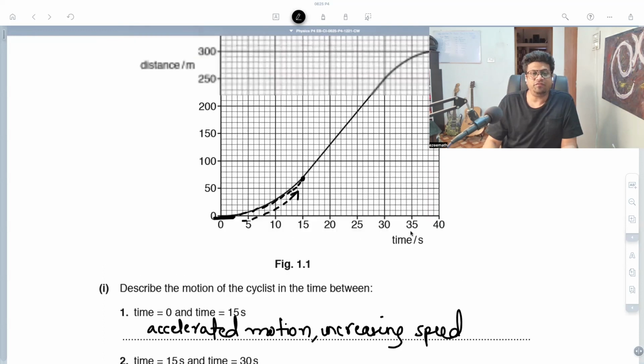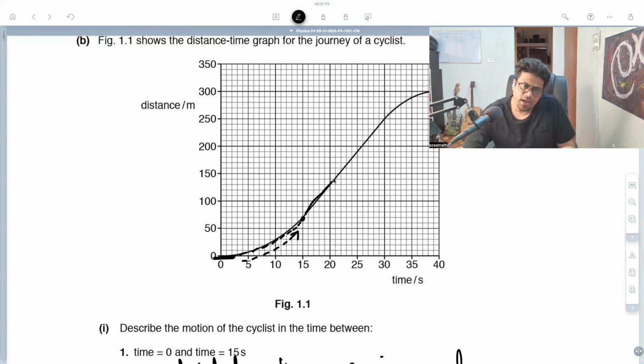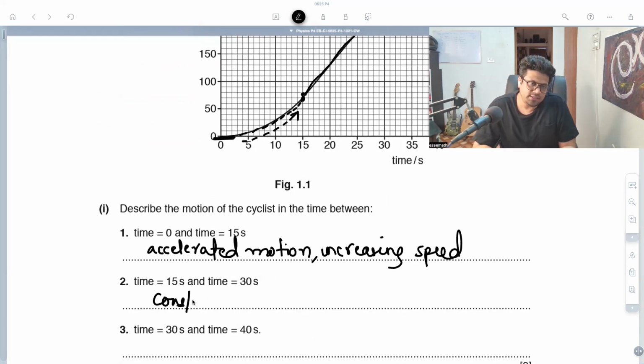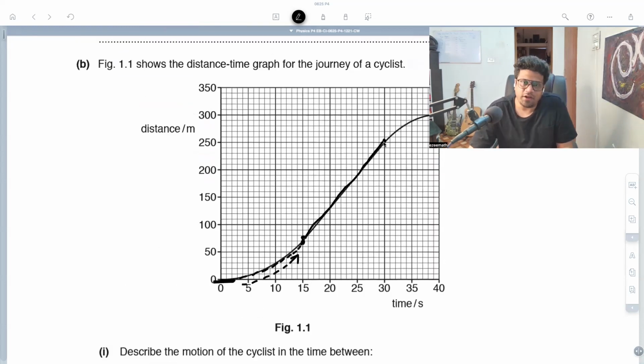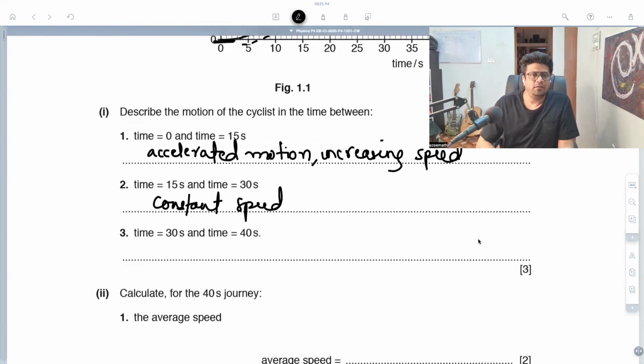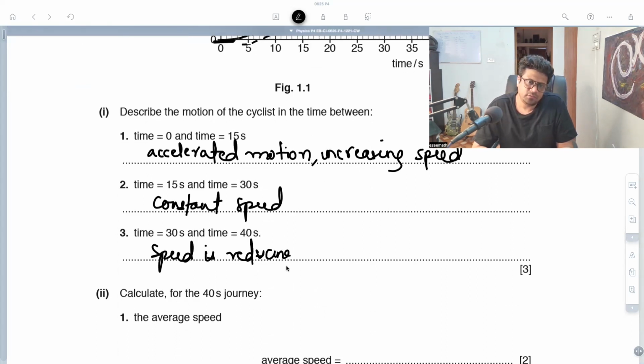Okay, between 15 and 30 seconds. I see it's mostly a straight line between 15 and 30. If the line representing distance time relationship is a straight line, it means that the speed is not changing and it is a constant speed. And between 30 and 40 seconds, if I draw tangents again to that curve, I see that the tangents are flattening out. The slope of the tangent is reducing. And as it reduces, I'll write up here that the velocity or the speed is reducing. And this is decelerated motion.